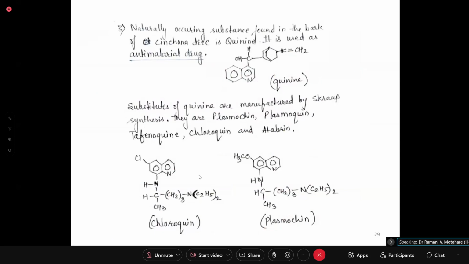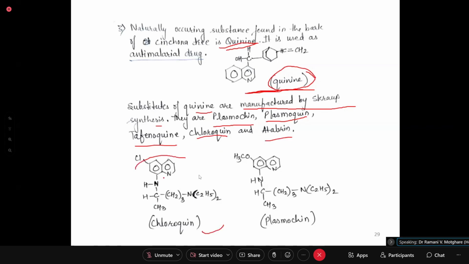Okay, another application is a naturally occurring substance found in the bark of cinchona tree, quinine. So you can prepare such quinine synthetically by using this Skraup synthesis method, and you can prepare this anti-malarial drug called quinine. Okay, this is the structure of quinine. So substitutes of quinine are manufactured again by Skraup synthesis, and they are plasmochin, pamaquine, then tafenoquine, then chloroquine, and atabrine. Okay, so these are some of the structures.